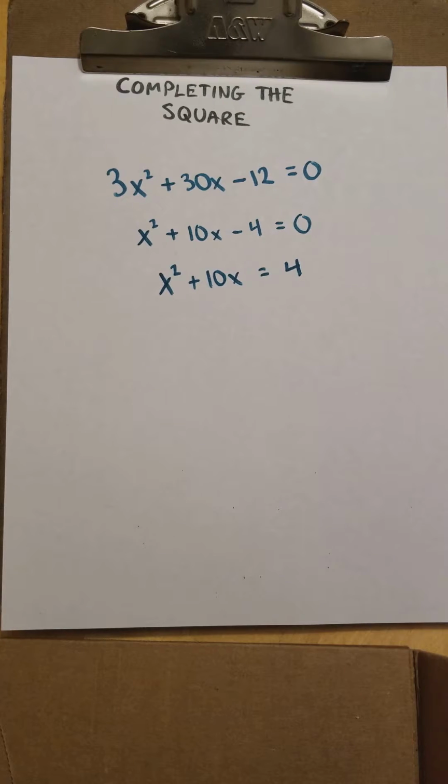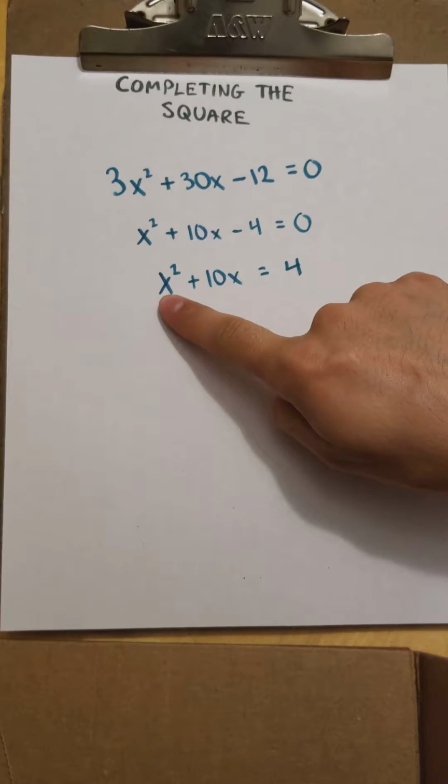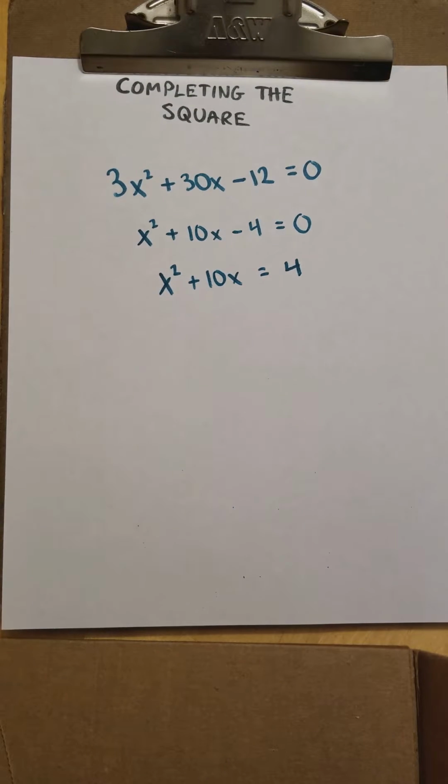So, by switching sides, switching signs, our negative 4 becomes a positive 4 on the other side of the equal sign. The reason we wanted to do this is because we have to start with our x squared and our x term to see what perfect square trinomial we're going to create.